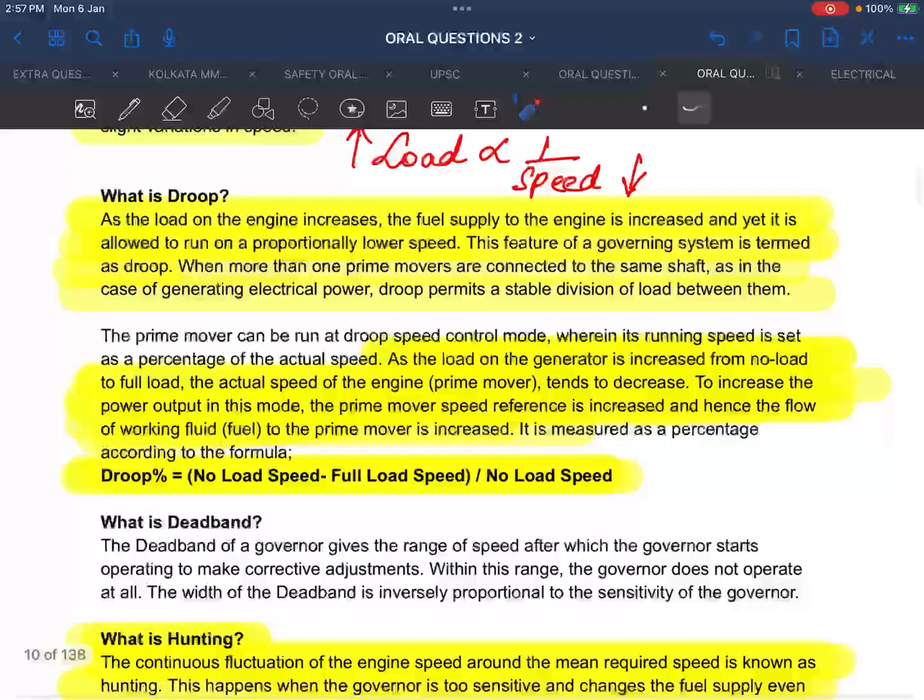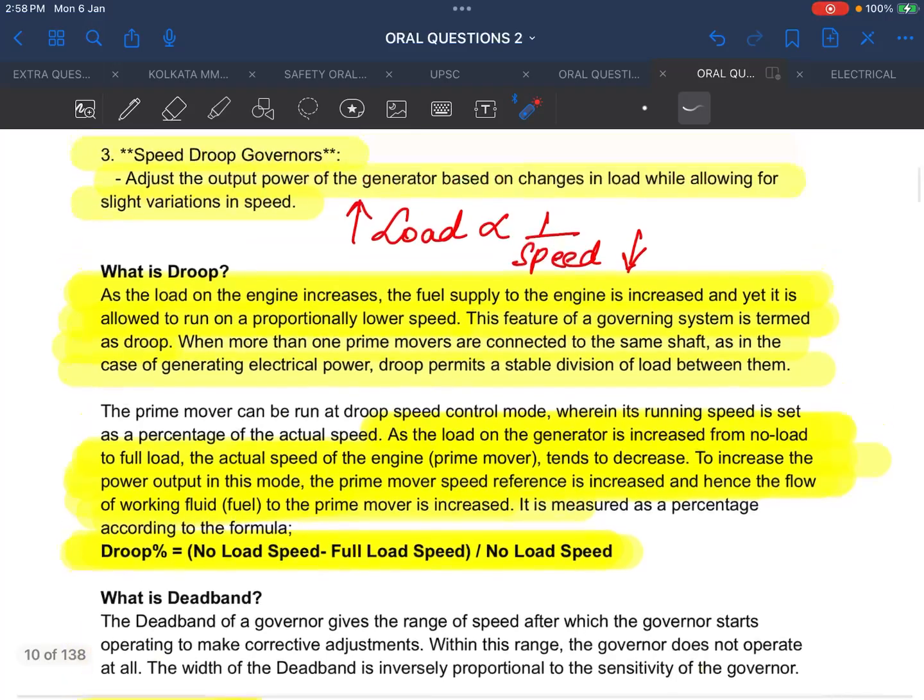One question asked is: what is droop? I already explained this in my first lecture video. Whenever the load increases on the generator, the speed of the generator will decrease. To compensate for this, we have to increase the fuel supply. Who increases the fuel supply? Basically the governor increases the fuel supply.